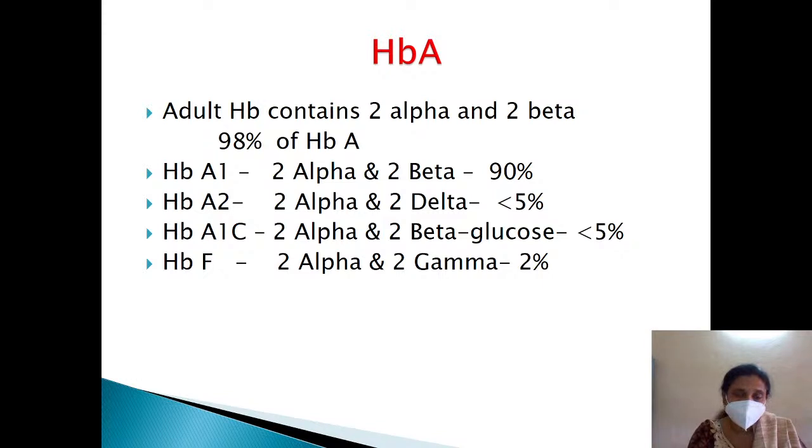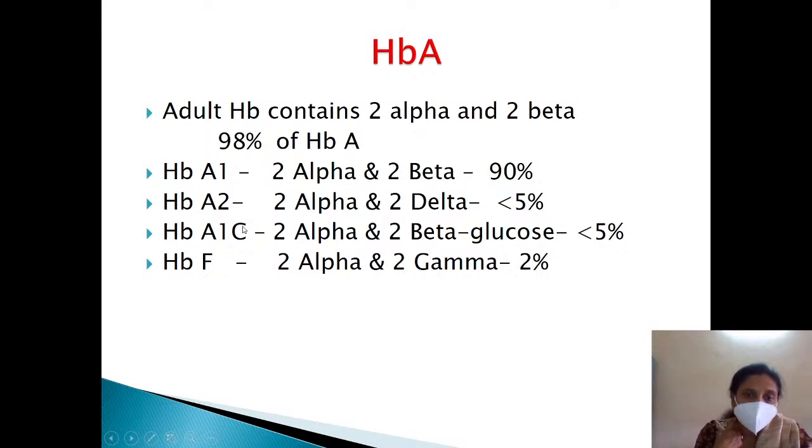98% of the hemoglobin which is present in the blood is adult hemoglobin. Adult hemoglobin has three types: HbA1, A2, A1C. 98% of the hemoglobins are of HbA type. Under HbA, there are different types based on the composition of the polypeptides, that is HbA1, A2, A1C. Now A1 is one of the types of adult hemoglobin. 90% of the hemoglobins are HbA1, which is composed of 2 alpha and 2 beta.